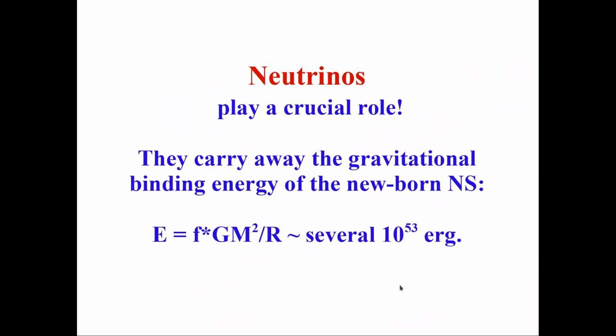Neutrinos play a crucial role, as I already mentioned. They actually carry away the binding energy of this newborn neutron star, which is of the order of several 10 to the 53 ergs, or several 10 to the 46 joule. And 1% of this gravitational binding energy is tapped by neutrinos to be deposited around the neutron star and then to drive the explosion. So 1% of this binding energy is sufficient to make the star explode.